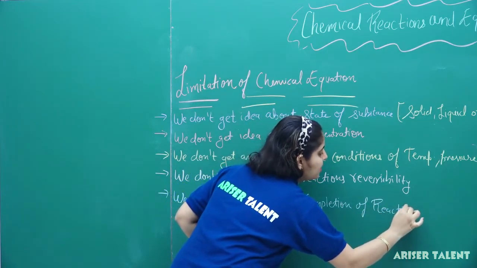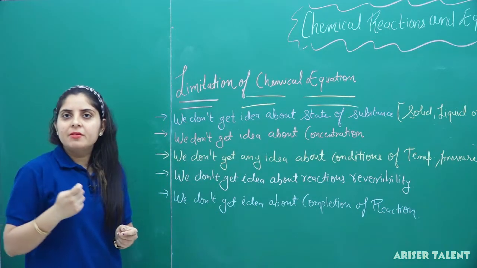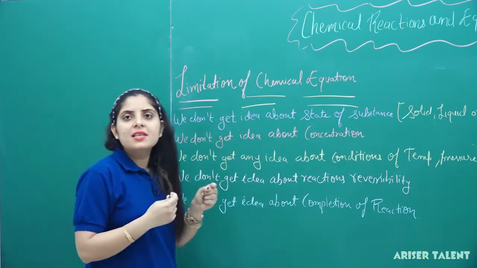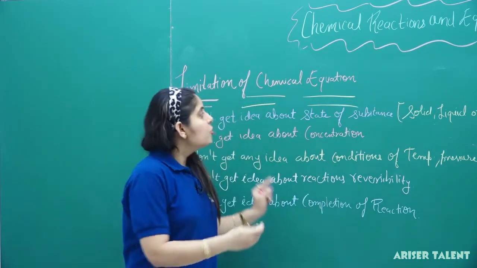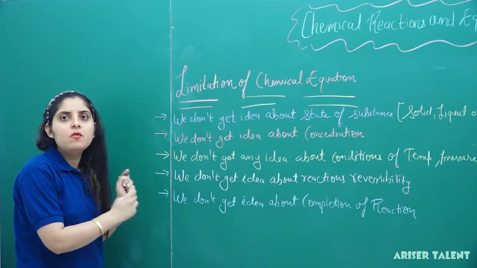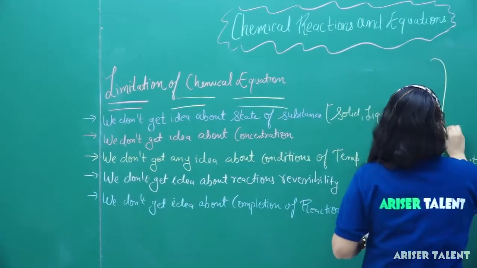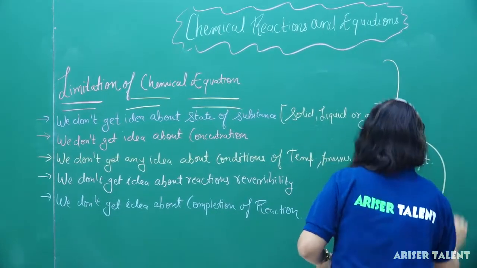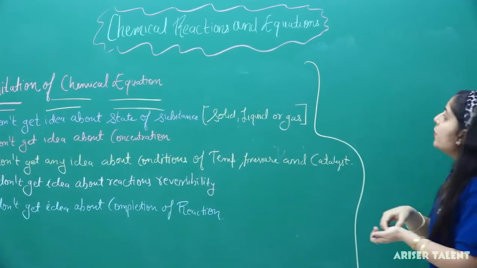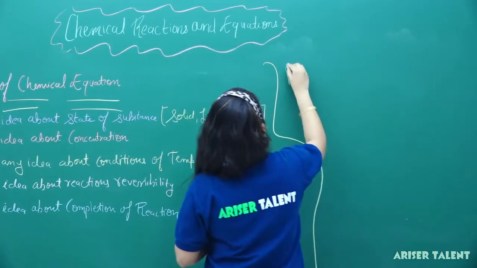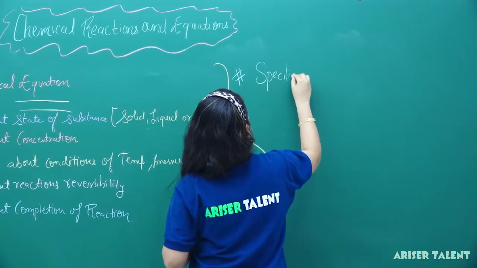So, these are some of the limitations of chemical equations, but these can be rectified and we will get the idea about certain points among this. So, these are the basic limitations of any chemical equation. Now, we are proceeding to our next topic, that is what are the specialties of chemical equation.